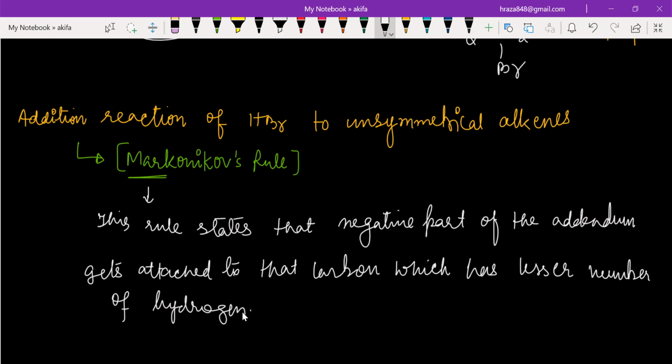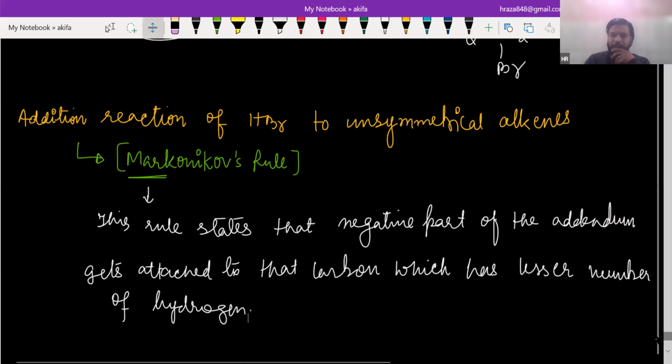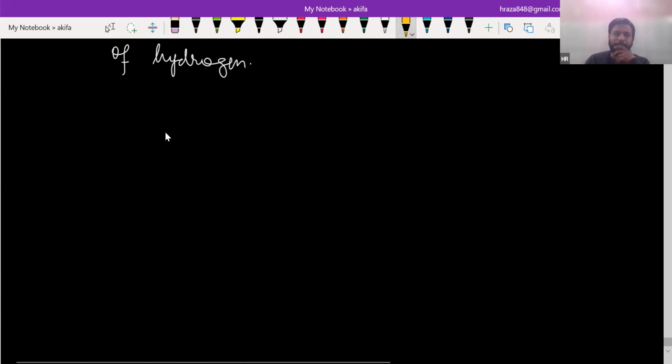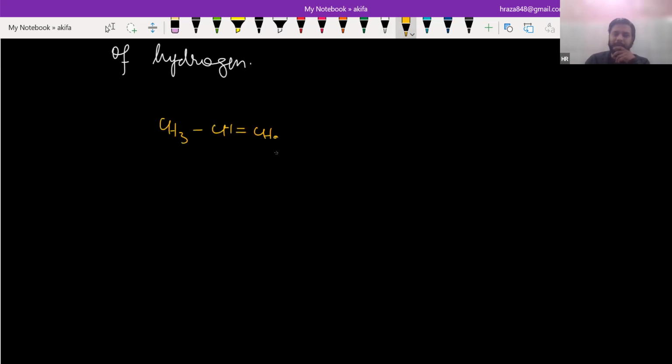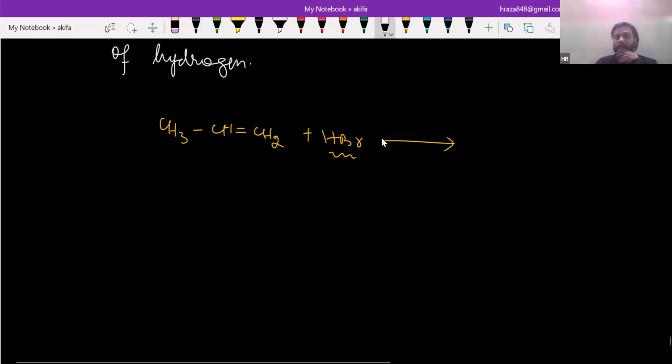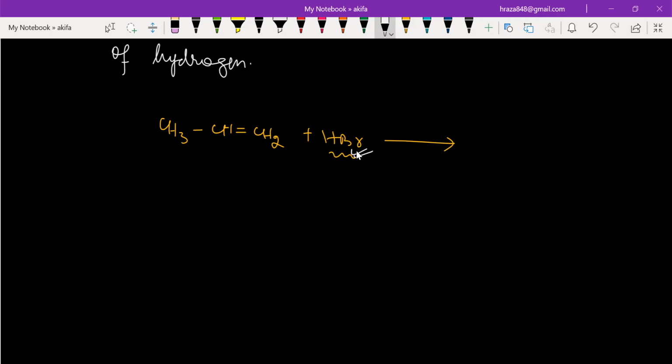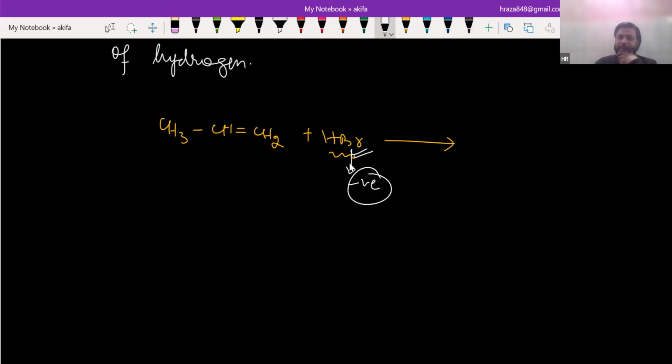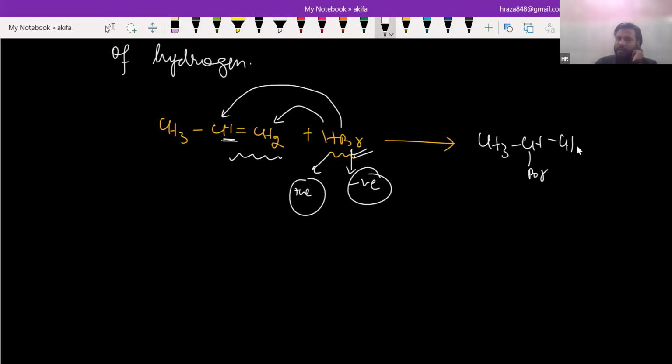Done. Yes. So if I'm asking you, this is basically an unsymmetrical alkene, and if you are going to add HBr, now tell me in HBr which atom is negative and which atom is positive. What do you think? Which is more electronegative? Bromine is more electronegative. Basically this is the negative part and this is the positive part. Now you will see along the double bond which carbon has the lesser number of hydrogens. So bromine will go to this and hydrogen will go to this, and the product will be like this, the major product. Are you getting my point?